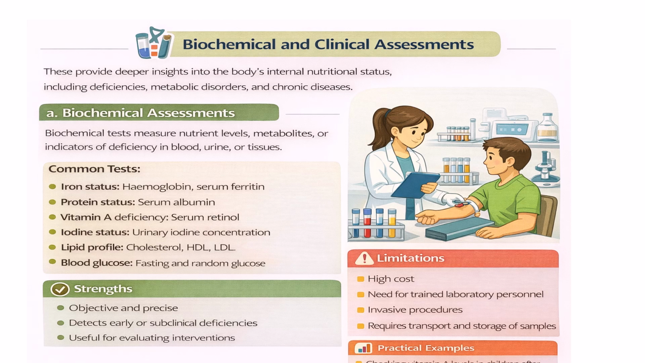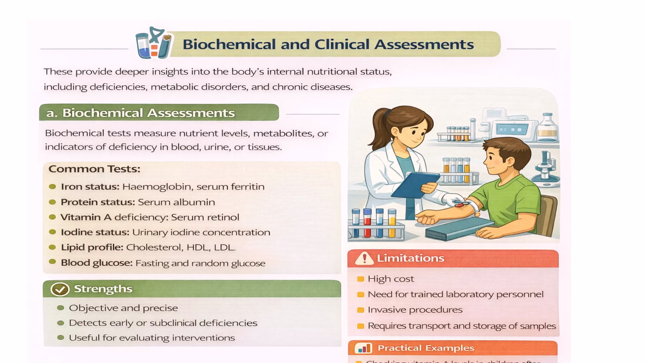The urinary iodine concentration to determine the iodine status, cholesterol, high density lipoprotein, low density lipoprotein, and triglycerides for lipid profiles, and also the fasting and random blood glucose level for the blood glucose level. These tests rather are many, and this is just to mention a few.